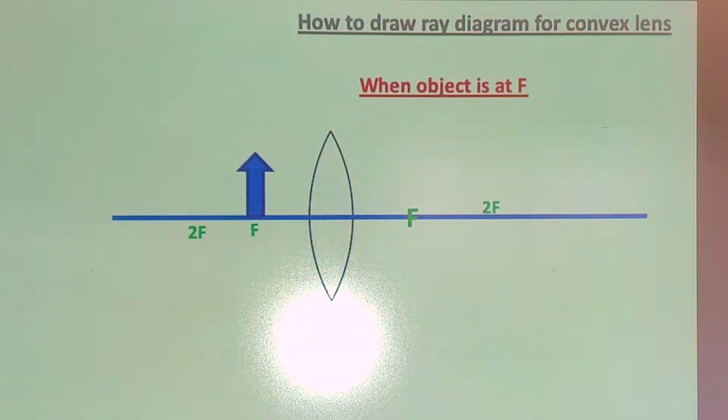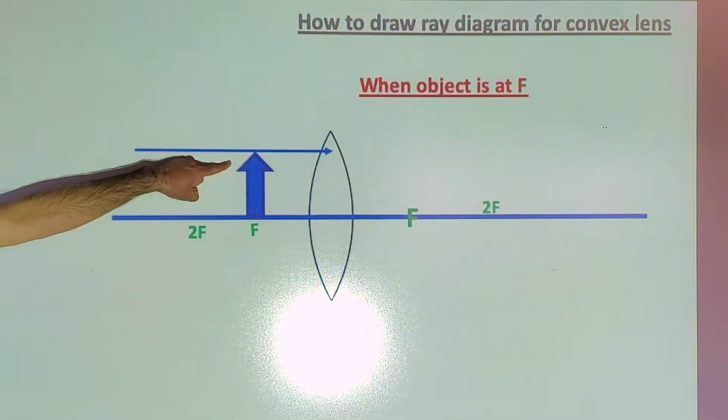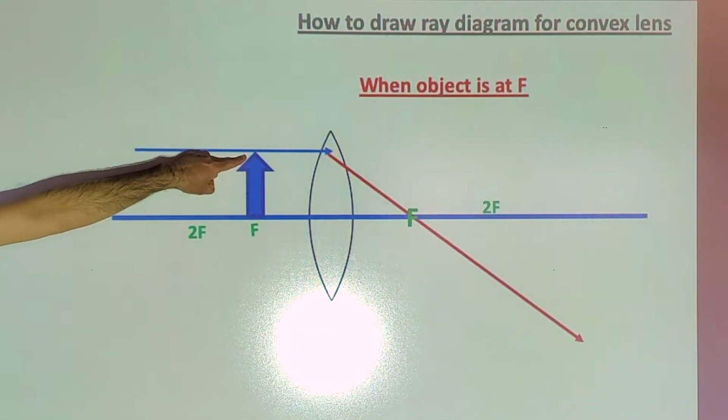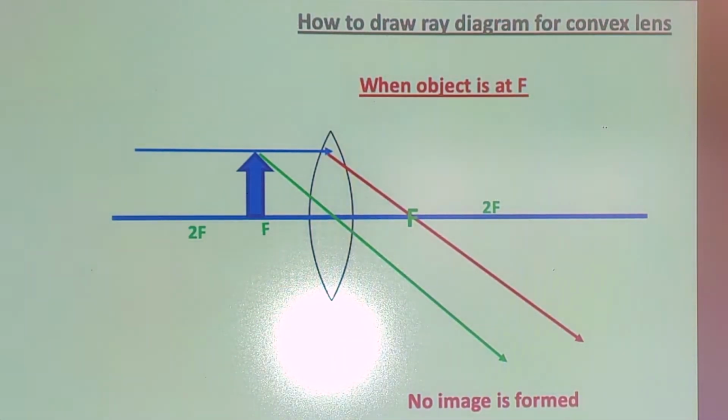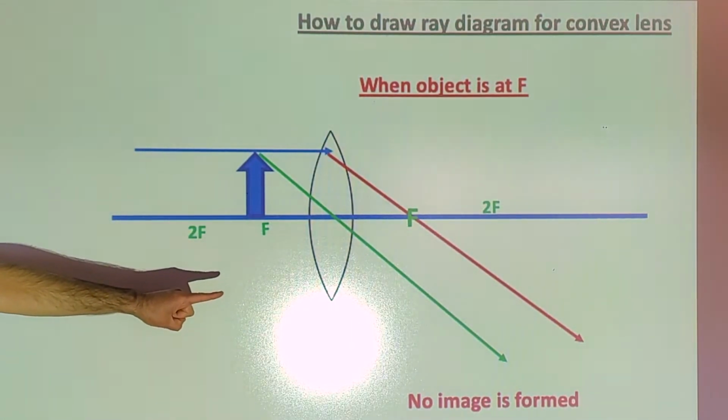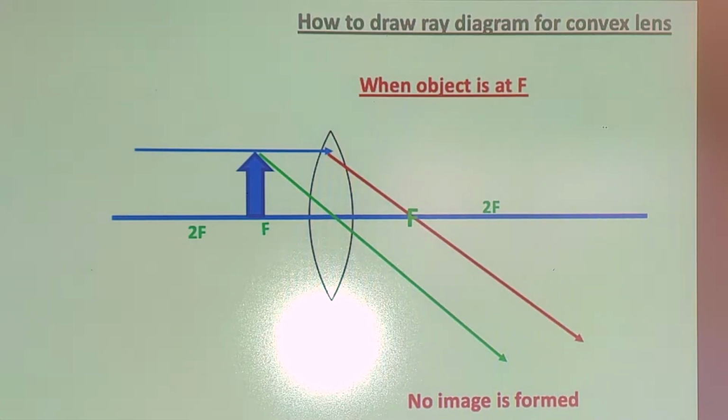Students, let's see what will happen when the object is at F, meaning the object is placed at the focal length. At the top of the object, draw one line parallel to the principal axis. After refraction, it will pass through the focal point. Draw another line from the top of the object passing through the center of the lens. See, after refraction, both refracted rays do not meet at any point, so they go parallel. So in this special case, no image will be formed.